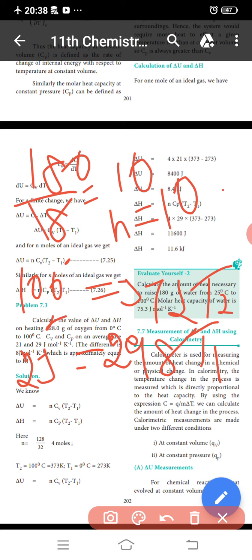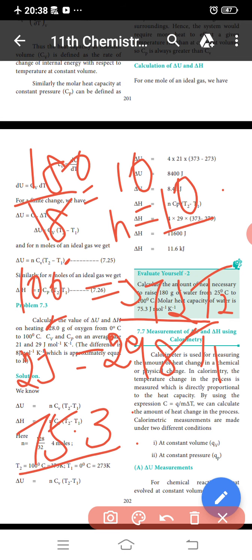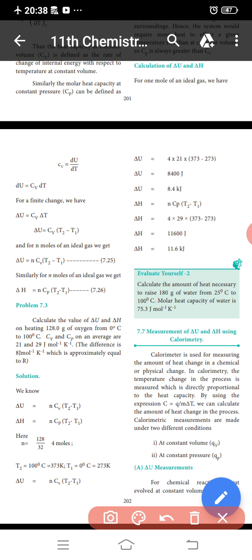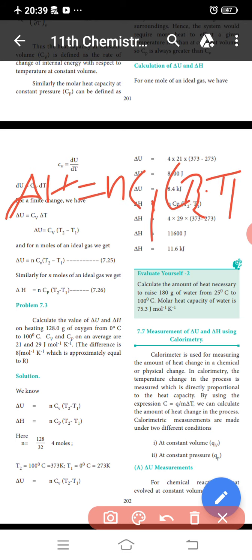The next one: del H is equal to n Cp (T2 minus T1). The Cp value is 75.3. Substituting into this formula, the n value is 10, the Cp value 75.3, T2 value 373, T1 value 298. Applying this formula, del H is equal to n Cp (T2 minus T1).